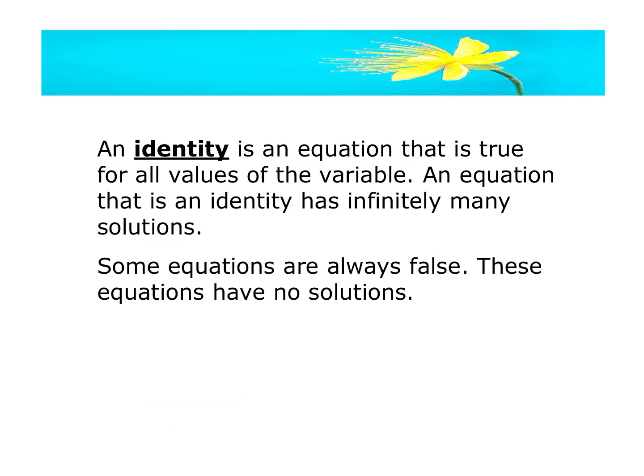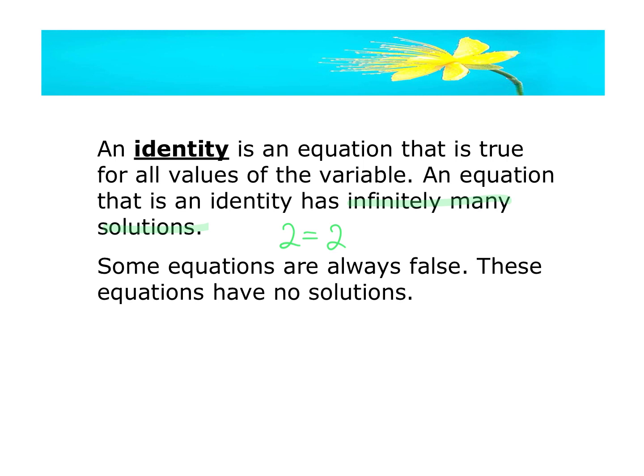So an identity is an equation that is true for all values of the variable. An equation that is an identity has infinitely many solutions, and some equations are always false. These equations have no solution. So for example, this would be an equation, the one that has infinitely many solutions. So this one would be something that would equal, let's say, 2 equals 2 at the end. So here that would be infinitely many solutions because 2 is always equal to 2.